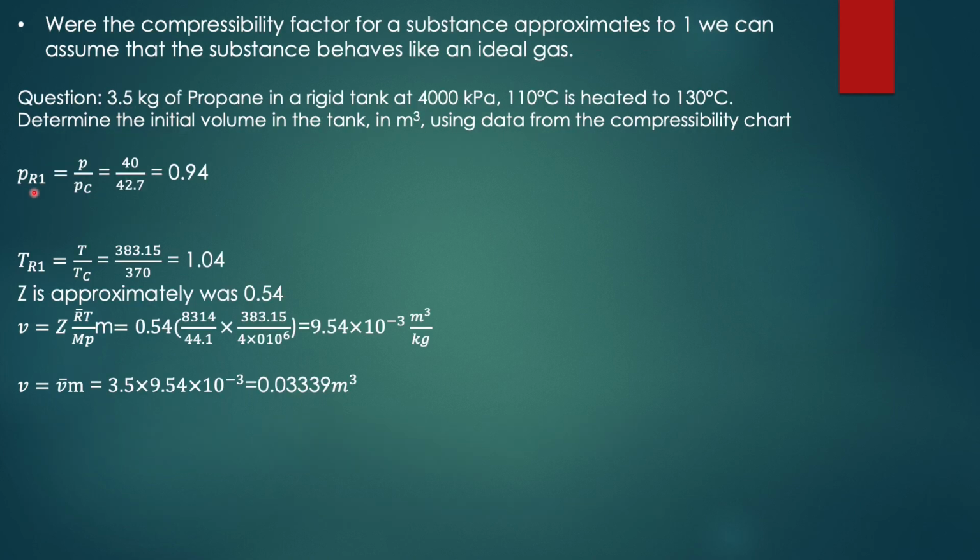We'll use the reduced pressure equation to find the reduced pressure and the reduced temperature equation to find the reduced temperature. And we approximate Z to be 0.54. Then we calculated V using this equation, and we found V to be 9.514 times 10 to the power minus 3. Then we calculated for the initial volume, and we found the initial volume to be 0.03339 meters cubed.